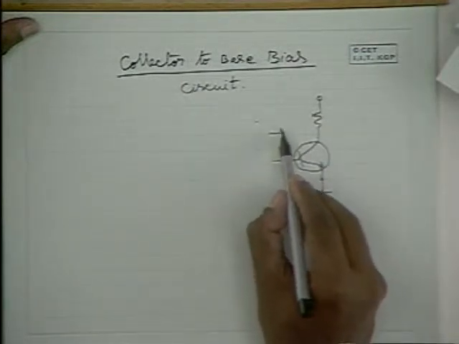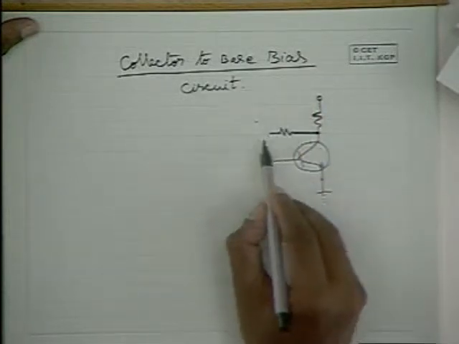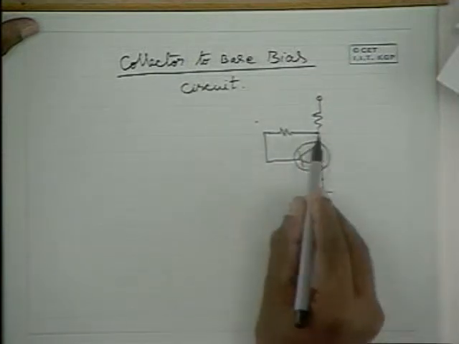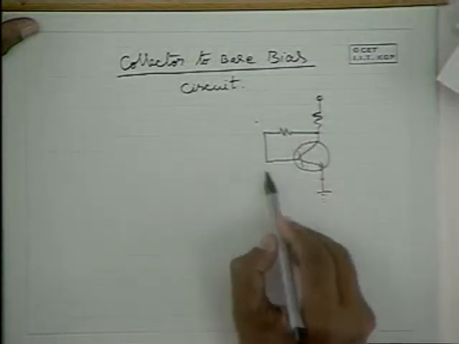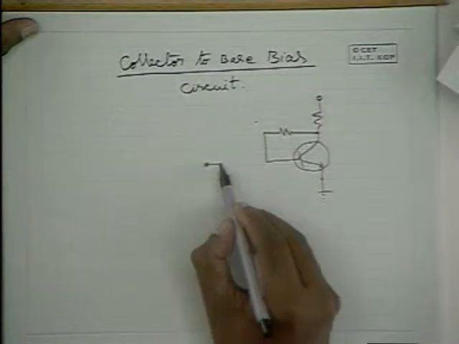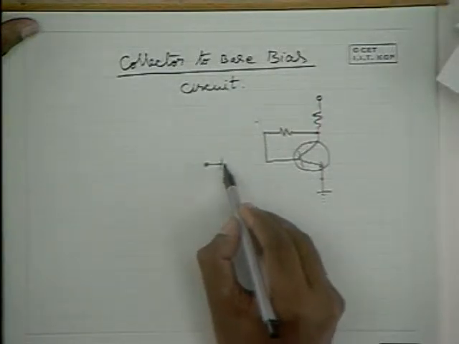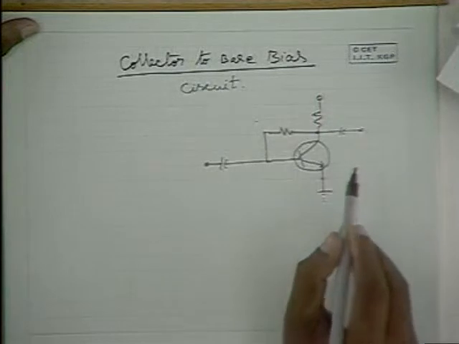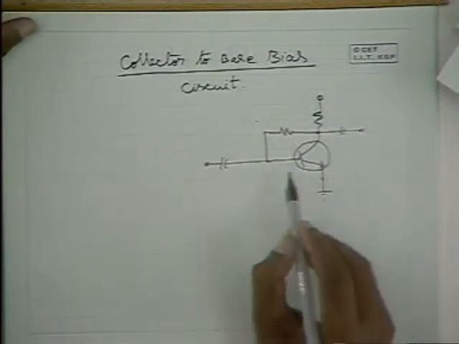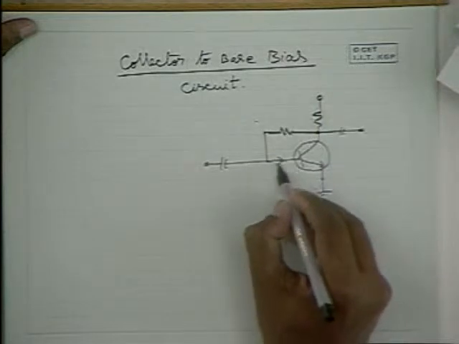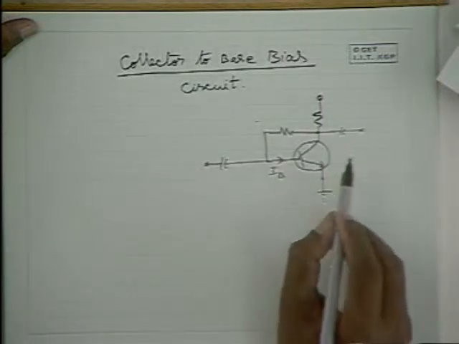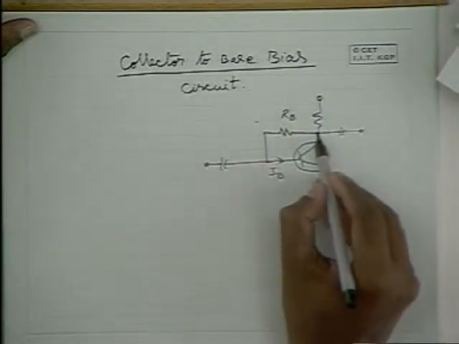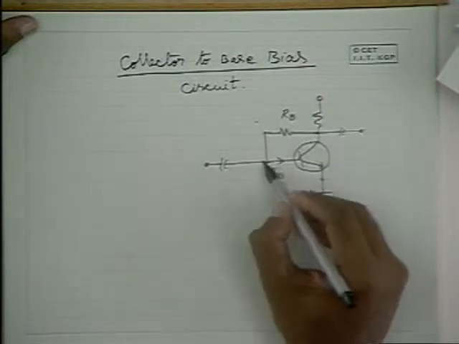the biasing, that base current, is produced by a biasing circuit from the collector to base through a biasing resistance. So this is the circuit. We can feed the signal here and take the output signal from here, which will be discussed in subsequent classes. Now, as far as biasing is concerned, the base current is supplied through a resistance RB connected to the collector point.